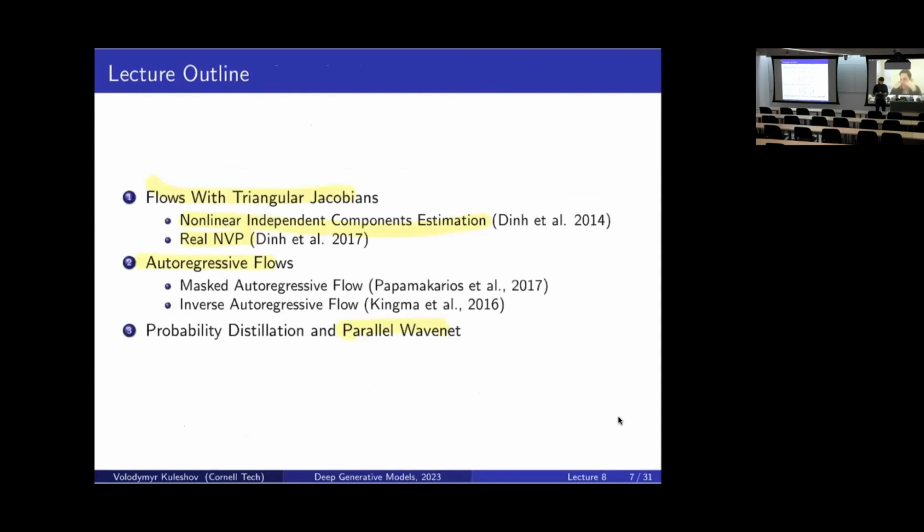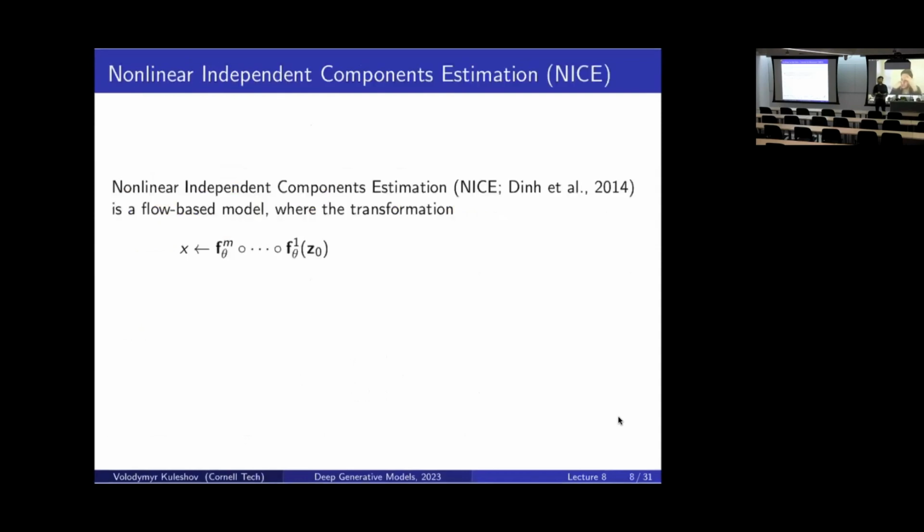All right, so let's now look at an example of one of these new types of flow models in which we have a triangular Jacobian. So models that are based on this strategy that I started talking about. We're going to start with this model, which is called NICE, which stands for Nonlinear Independent Components Estimation.